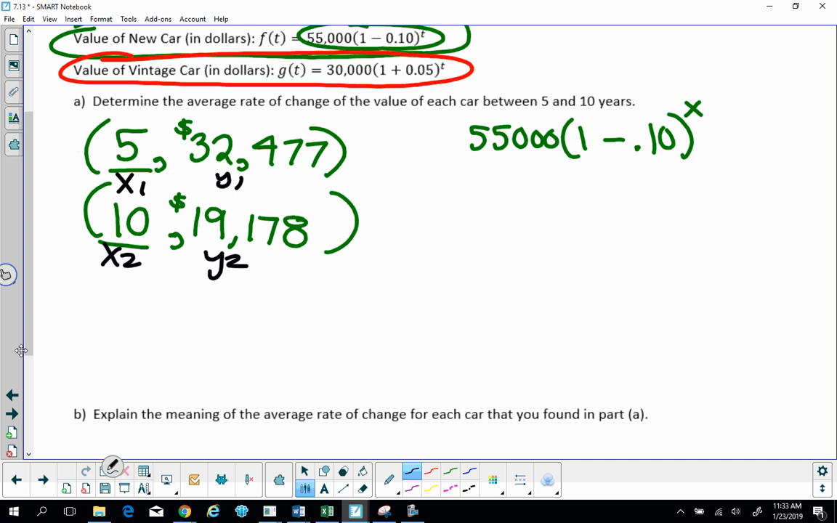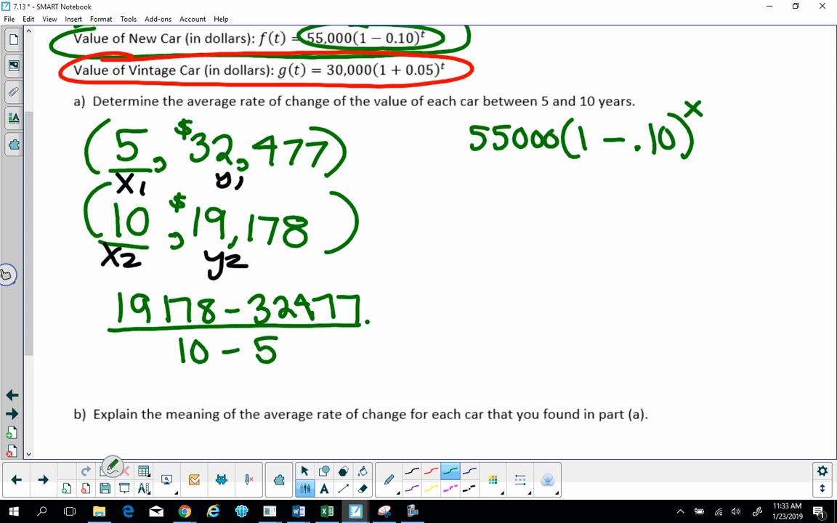So when we plug this in, I end up getting 19,178 minus 32,477 over 10 minus 5. Which makes sense, right? So that means, and we want to interpret what it means.